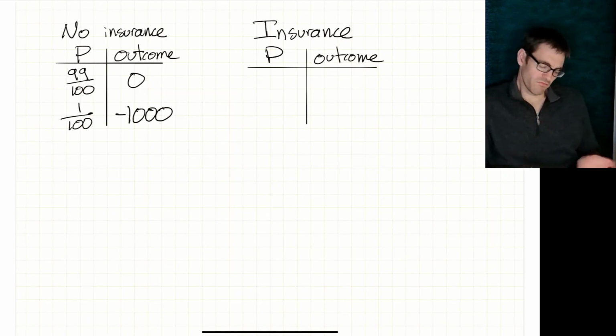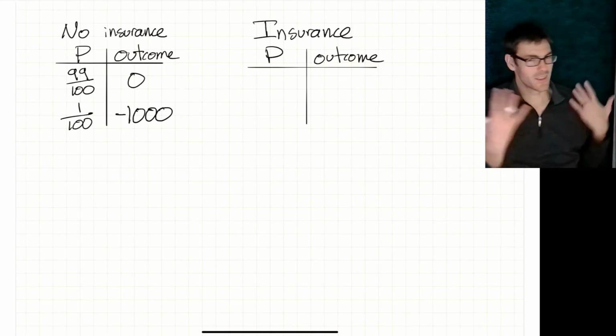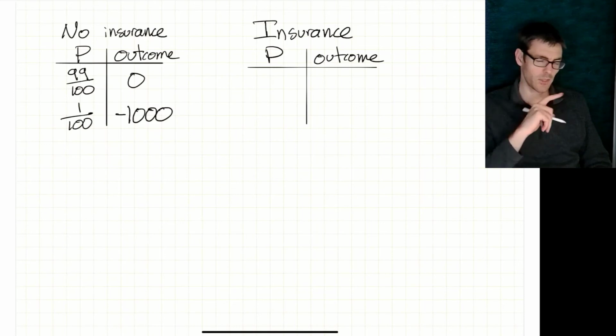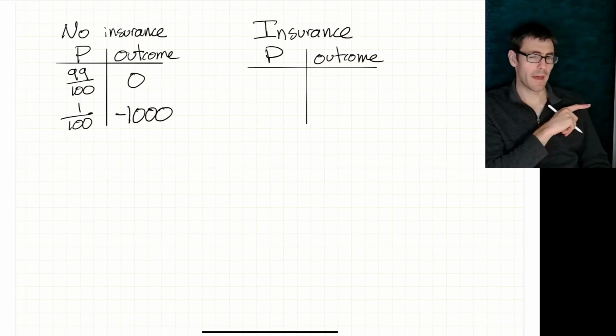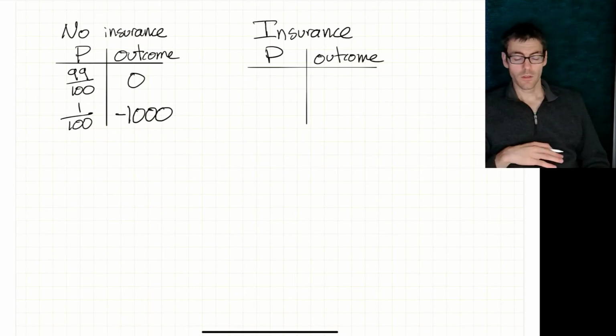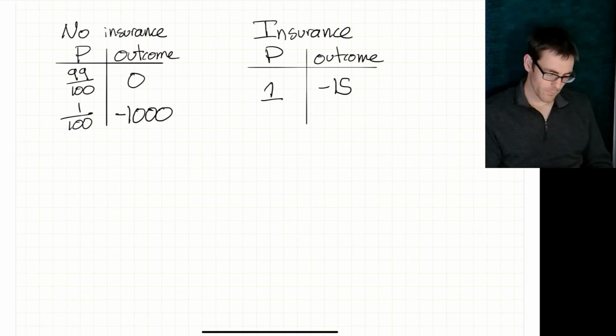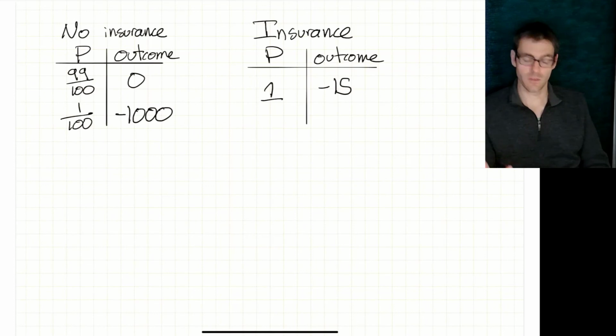Okay, so that's kind of a scary thing, like losing 1,000. That's a lot. So if an insurance salesman comes along and says, "Oh yeah, 1,000. That would be bad. How about this? If you pay me 15 now, then I'll cover the 1,000 if that happens." So in other words, no matter what, your outcome is negative 15. Cool. All right, so let's compare these two scenarios.